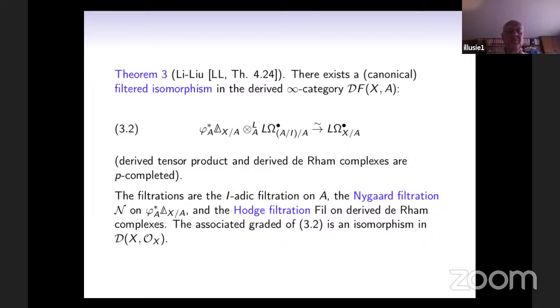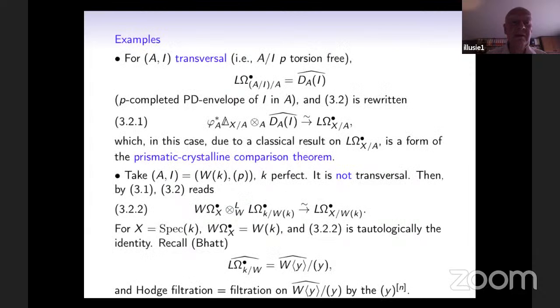And you tensor over A, the base prism, by the derived de Rham complex of A/I over A. Of course, everything has to be p-adically completed. So this L Ω_{(A/I)/A} is a substitute for what I previously considered, the LΩ of K over W. And then here it's a derived de Rham bit, derived de Rham of X over A. So there are filtrations there. On A, you have the I-adic filtration. On this, you have the Nygaard filtration on the prismatic side. On the de Rham side, derived de Rham complexes, you have the Hodge filtration. So it's compatible with the filtration.